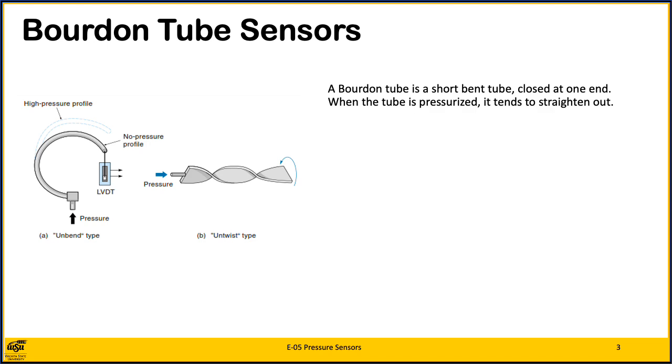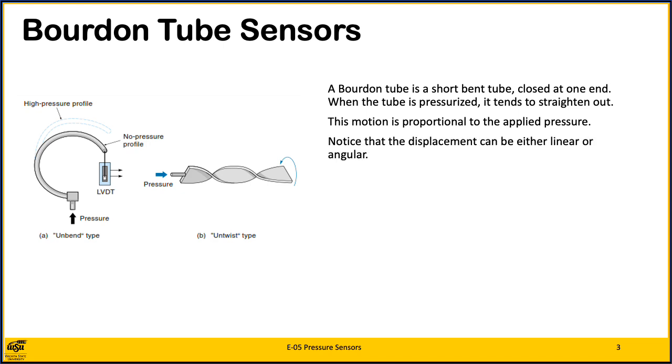A Bourdon tube is a short bent tube closed at one end, and when the tube is pressurized, it extends to straighten out. This motion is proportional to the applied pressure. Notice that the displacement can be either linear or angular. A position sensor, such as a POT or LVDT, can convert the displacement into an electrical signal.